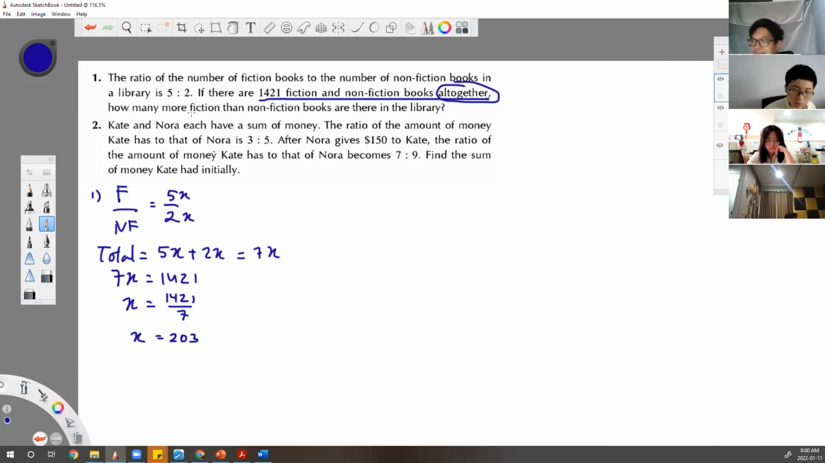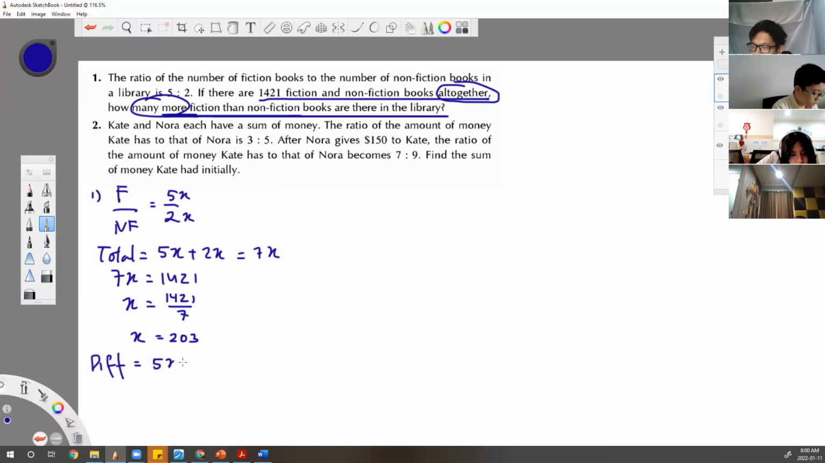How many more fiction than non-fiction? Read the question properly. I read it wrong earlier, so can't be wrong again. How many more fiction than non-fiction books are there in the library? So the question is actually asking for the difference, right? How much more is fiction than non-fiction? Just subtract. So find the difference. Important: how many more. Word problems, the problem is in the words, not the math. Okay, so 5x minus 2x.